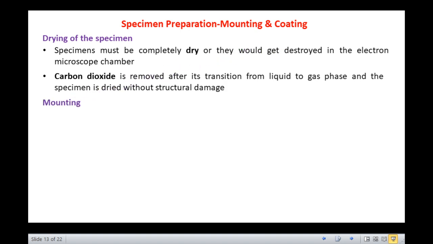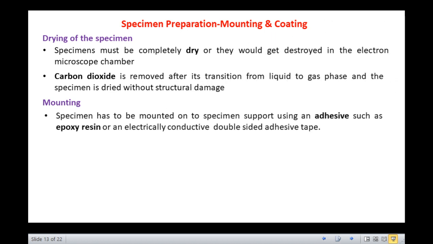After the sample has been cleaned, fixed, rinsed, dehydrated and dried, it must be mounted onto the specimen support using an adhesive such as epoxy resin or an electrically conductive double-sided adhesive tape. The next step is coating or staining.